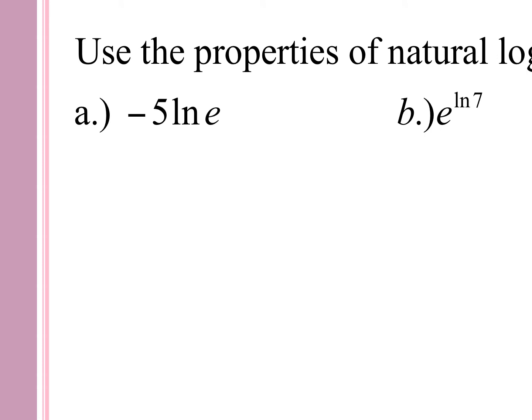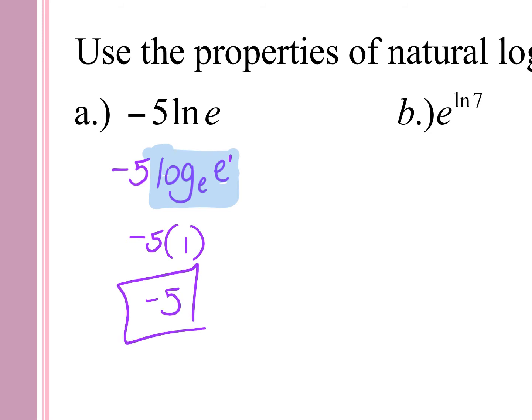Think about what's happening here. What is ln? Log base e. So this is like saying log base e of e. What is that? That's just 1. It'd just be the exponent on the e, which is 1. Negative 5 times 1 is negative 5.